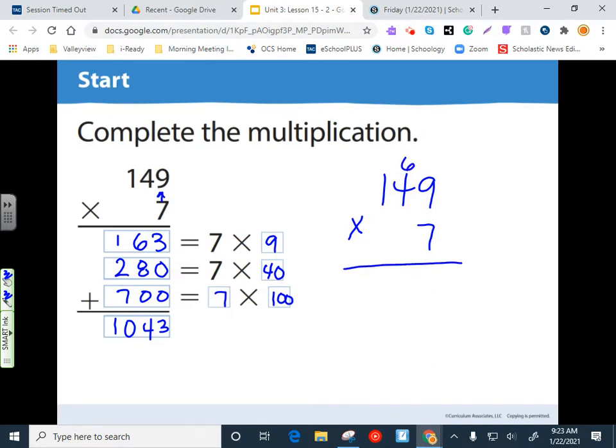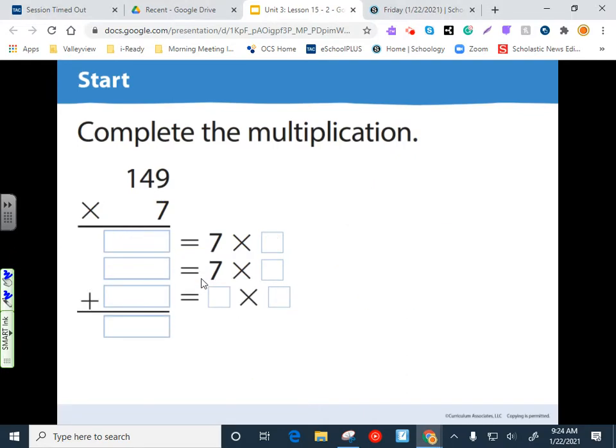7 times 9 is 63. 7 times 4 is 28. And then for 28, we add the 6, and that gives us 34. And 7 times 1 is 7, plus the 3 is 10. So two different ways to do this. You can break it down by expanded form, which we have here on the left, or the way on the right. Obviously, you saw me do the one on the right faster, but I just want you to be aware of the two different ways to multiply.